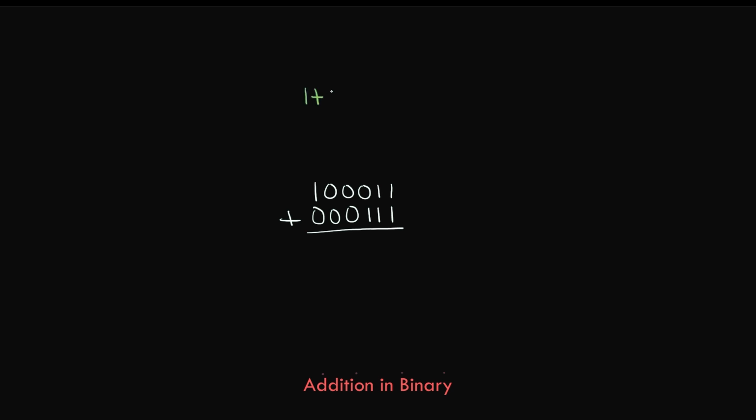Starting from the right, 1 plus 1 is 2, which is 10 in binary. I'll write 1 as a carry and 0 in the sum. The bottom digits are sum bits and the top are carry bits.